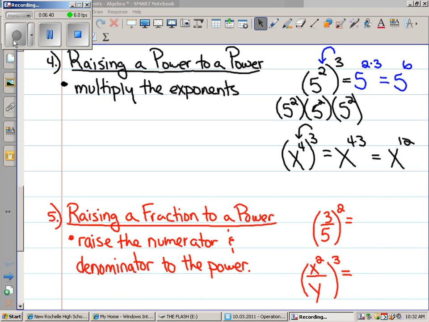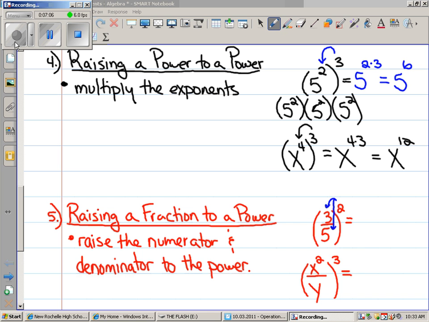All right, we are on to number 5, raising a fraction to a power. Here's what you do. When you raise a fraction to a power, you raise the numerator and the denominator to that power. So this 2 out over here is going to get distributed inside to both of these. It is pouring. So let's talk about what this means.